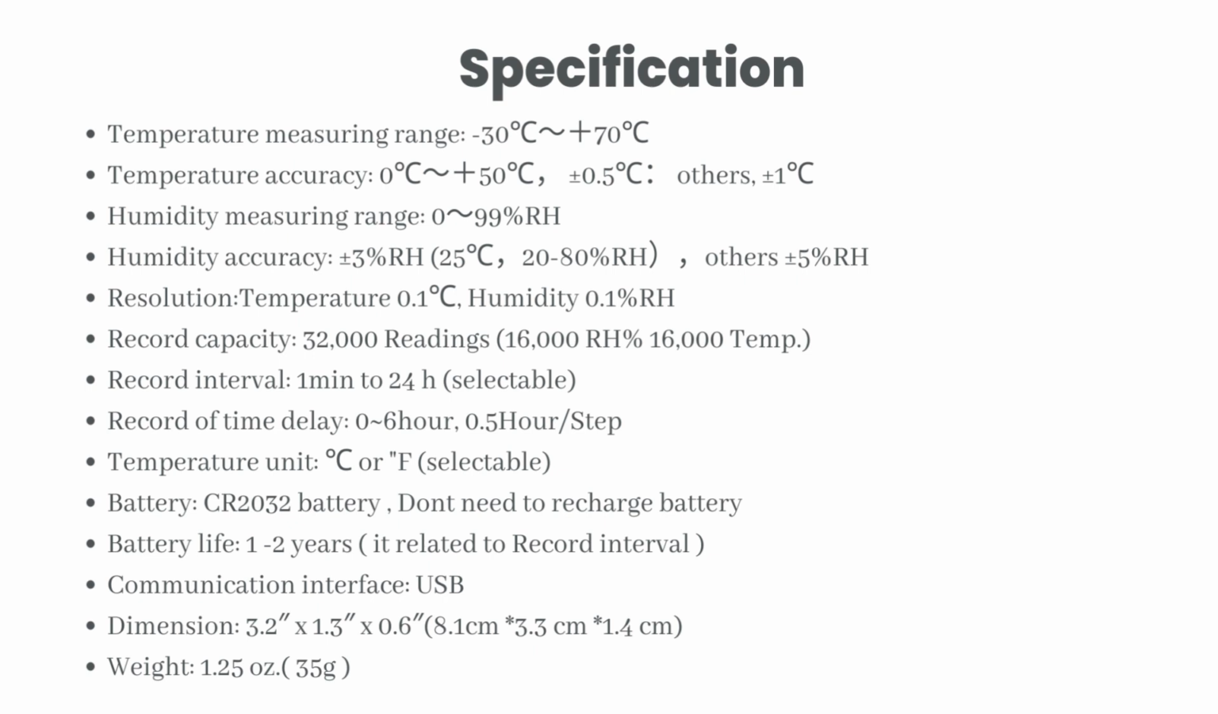Resolution: temperature 0.1 degrees Celsius, humidity 0.1% RH. Record capacity: 32,000 readings, 16,000 RH percent, 16,000 temperature. Record interval: 1 minute to 24 hours, selectable. Record time delay: 0 to 6 hours, 0.5 hour step. Temperature unit: degree Celsius or Fahrenheit, selectable.